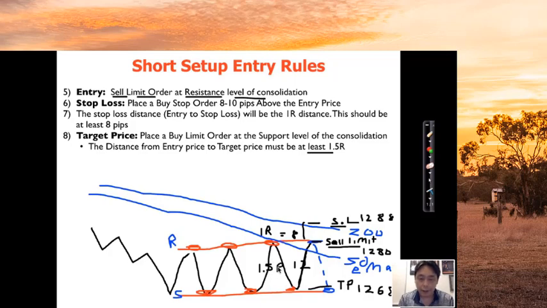So this makes it a reasonable trade, right? Great. So the moment the price goes up, it hits my entry price, I get sold, comes down, take my profit, and I'm out with a 1.5 R win.